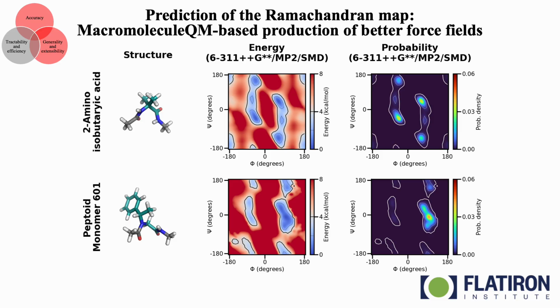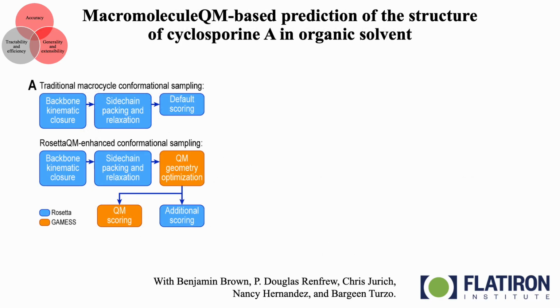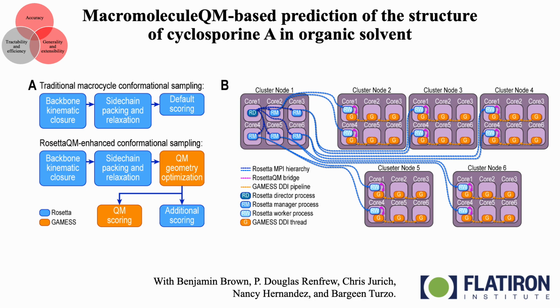In addition to building better force fields, we can use macromolecule QM-based calculations in any of our existing pipelines. So one example is we've extended the structure prediction and conformational sampling pipeline that I showed you earlier to incorporate a QM-based geometry optimization step and then a QM-based energy calculation. And we can do this in the context of massive computing clusters where in parallel we're sampling zillions of conformations across many different CPUs on the cluster, and we're performing many QM calculations in parallel.